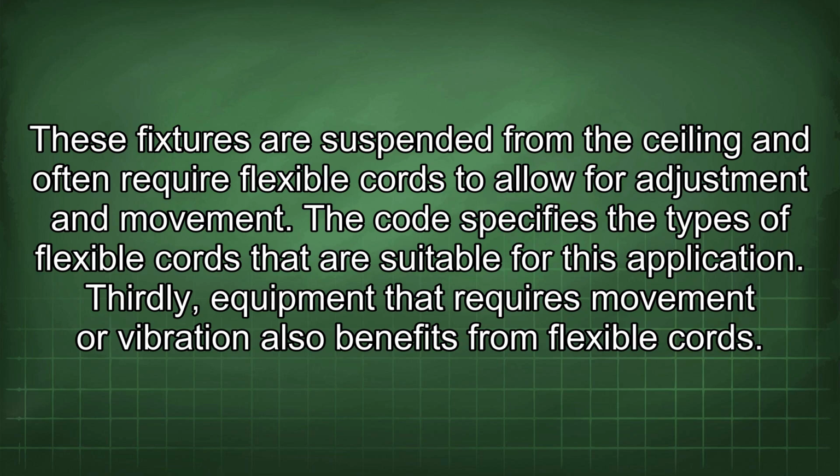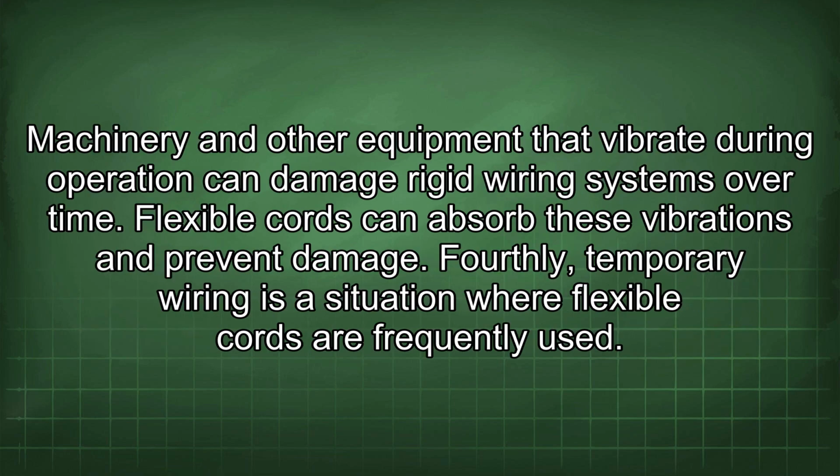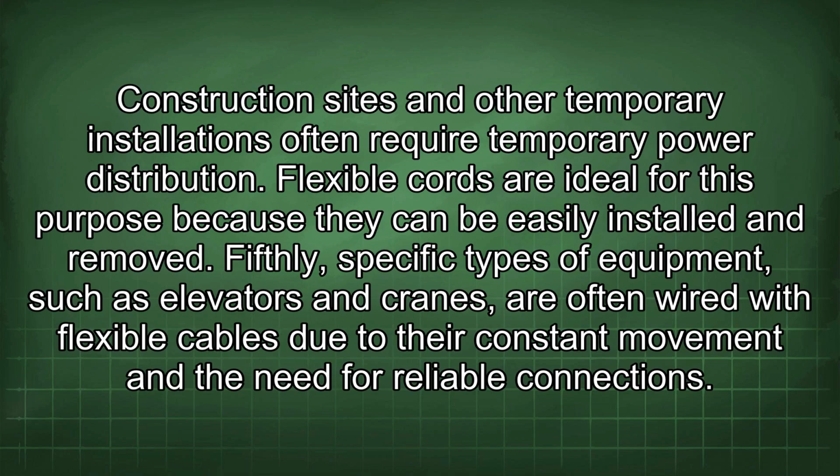Thirdly, equipment that requires movement or vibration also benefits from flexible cords. Machinery and other equipment that vibrate during operation can damage rigid wiring systems over time. Flexible cords can absorb these vibrations and prevent damage. Fourthly, temporary wiring is a situation where flexible cords are frequently used. Construction sites and other temporary installations often require temporary power distribution. Flexible cords are ideal for this purpose because they can be easily installed and removed.